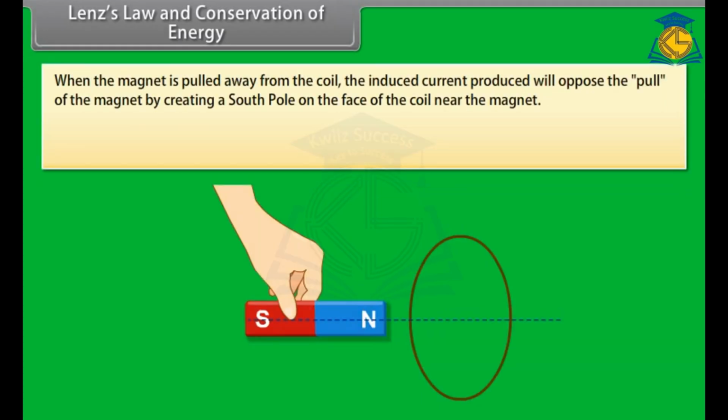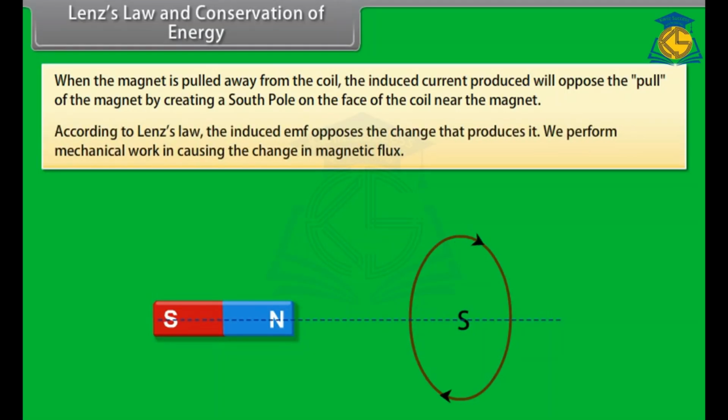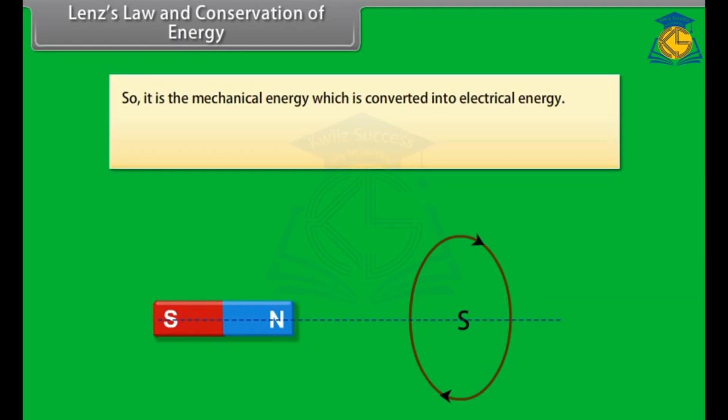When the magnet is pulled away from the coil, the induced current produced will oppose the pull of the magnet by creating a south pole on the face of the coil near the magnet. According to Lenz's law, the induced EMF opposes the change that produces it. We perform mechanical work in causing the change in magnetic flux. So, it is the mechanical energy which is converted into electrical energy. Thus, Lenz's law is in accordance with the law of conservation of energy.